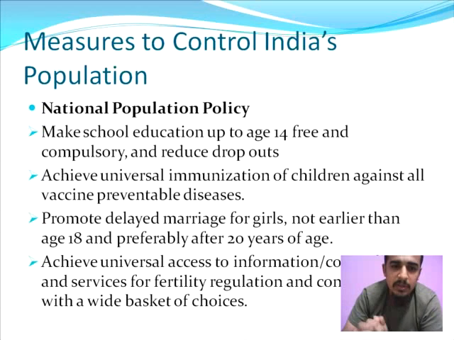Then promote delayed marriage for girls, not earlier than 18 and preferably 20 years of age. Achieve universal access to information and services for fertility regulation with a wide basket of choices. Now, information related to fertility, prenatal care, postnatal care, that's something which is really, really important.